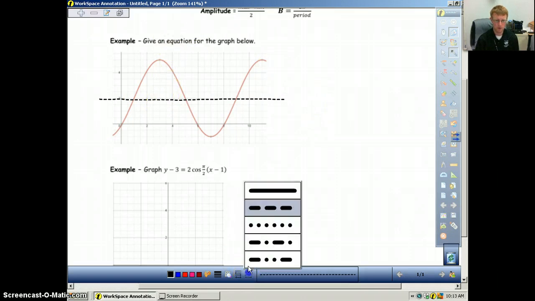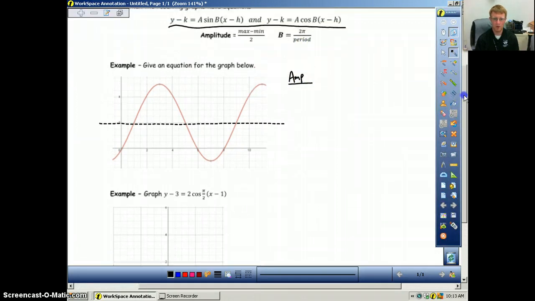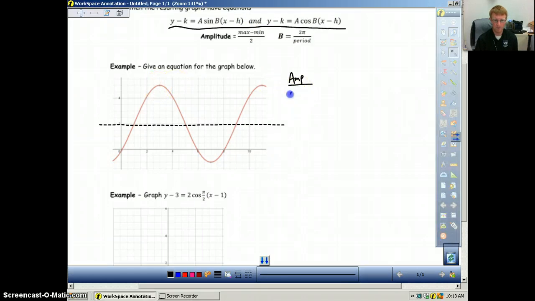Then you want to label everything that you know. So we start with amplitude. If you notice, we have a formula up here that will help you figure out what the amplitude is. It's the y value on top minus the y value on the bottom, and then just divide that by 2. So the y value up here is 5 minus the y value down here, which is -1, divided by 2. So 5 minus -1 is 6. 6 divided by 2 is 3. So our amplitude here is going to be 3.